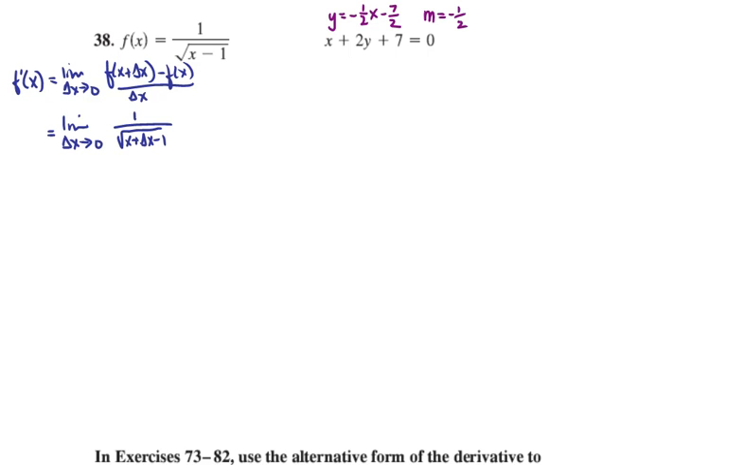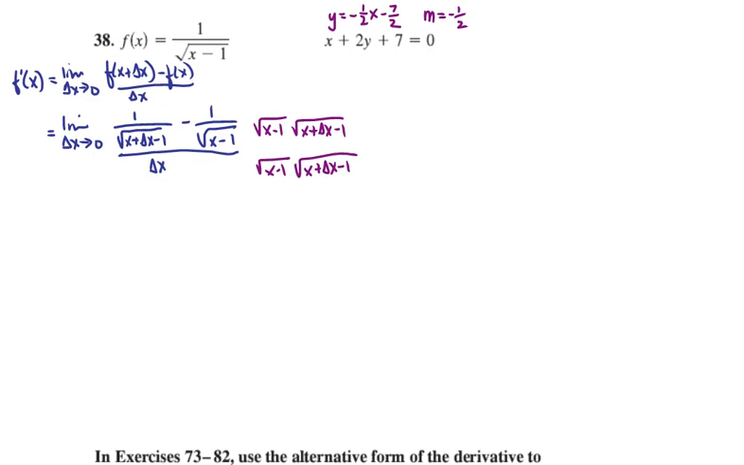And so f of x plus delta x will be 1 over the square root of x plus delta x minus 1, minus f of x, which is 1 over square root of x minus 1, and that's all divided by delta x. Now, because this is a complex fraction, we can't go any further until we simplify that. And we do that by multiplying numerator and denominator by the least common denominator of the rational expression in the numerator. And that is square root of x minus 1 times square root of x plus delta x minus 1.